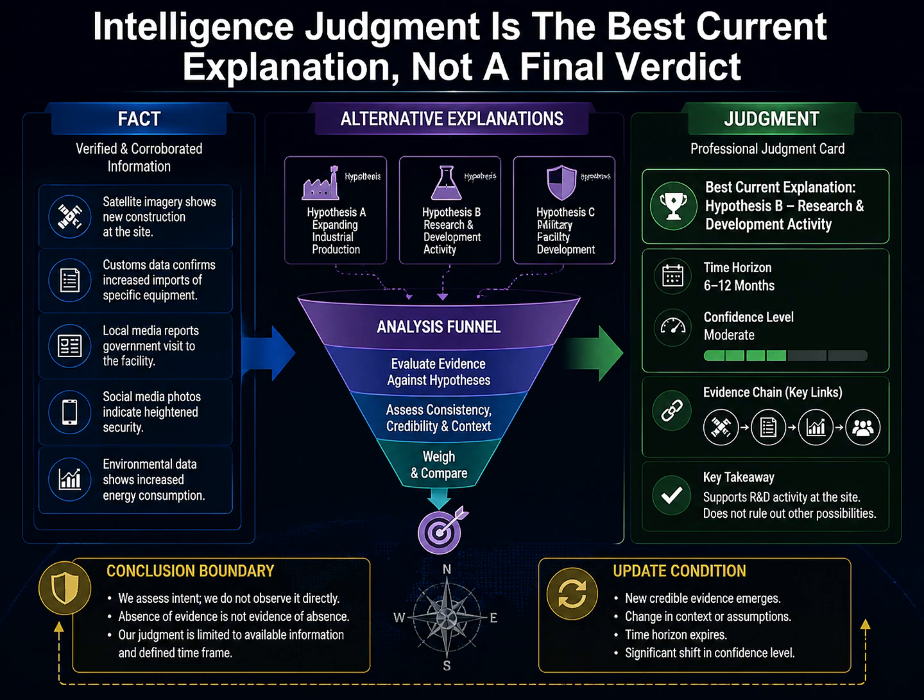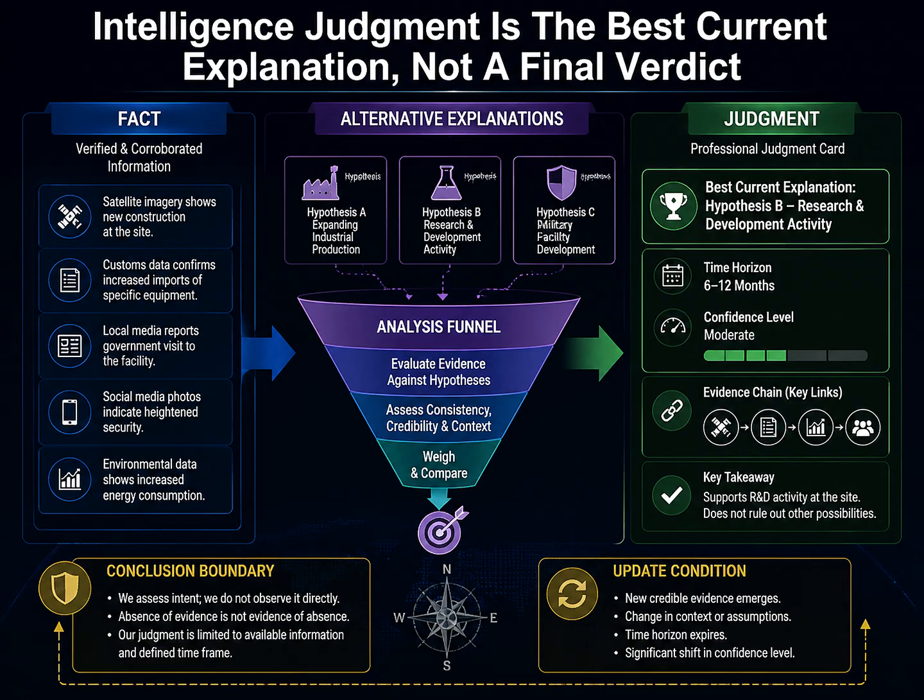In the last two lessons, we managed unknowns with an information gap table and expressed judgment strength through probability and analytic confidence. Now we need to turn those parts into a professional intelligence judgment. The key principle is simple. Intelligence judgment is not a factual verdict. It is the best current explanation within a defined time and evidence scope. It may be strongly supported, but it must remain open to better evidence.